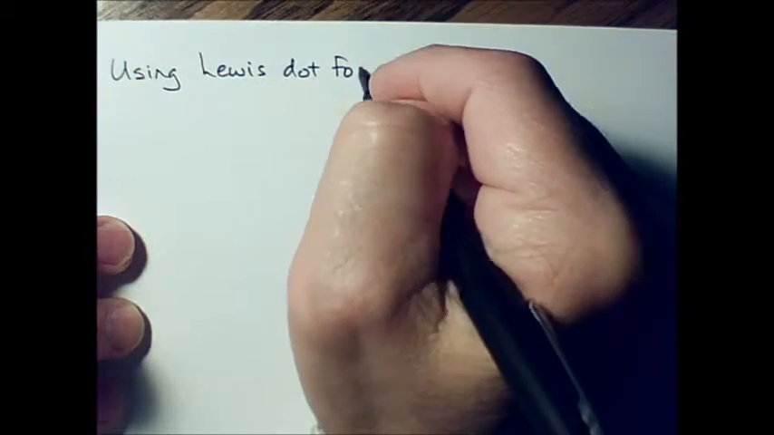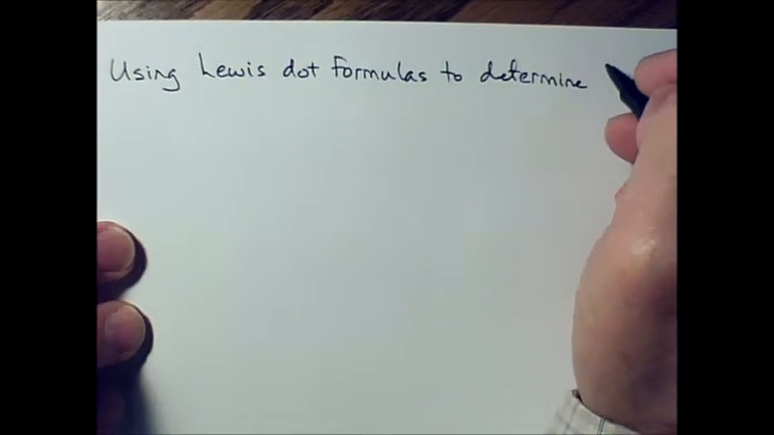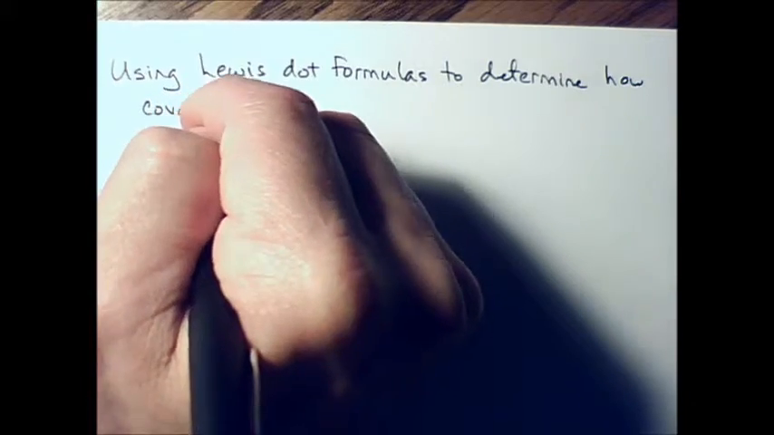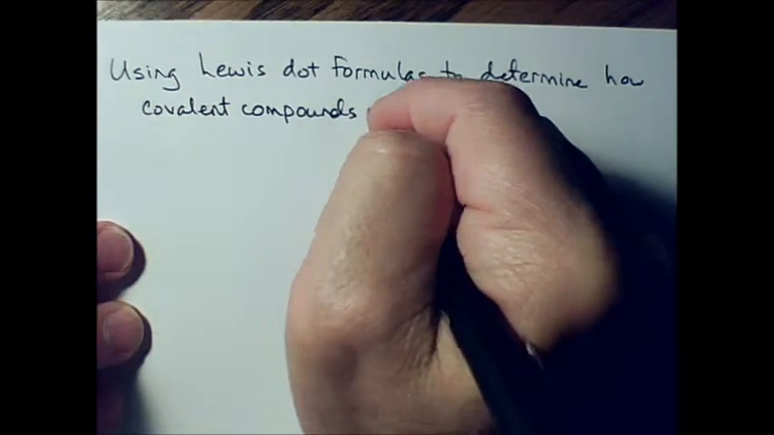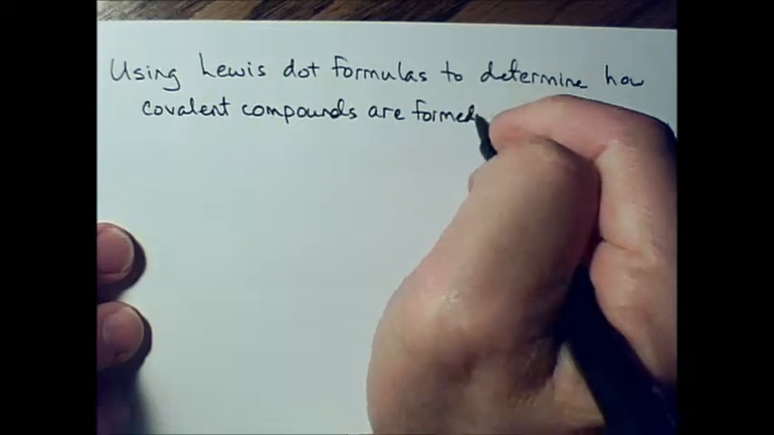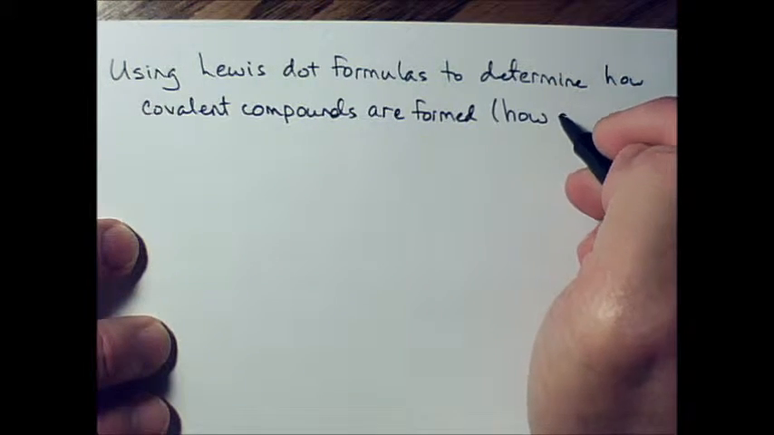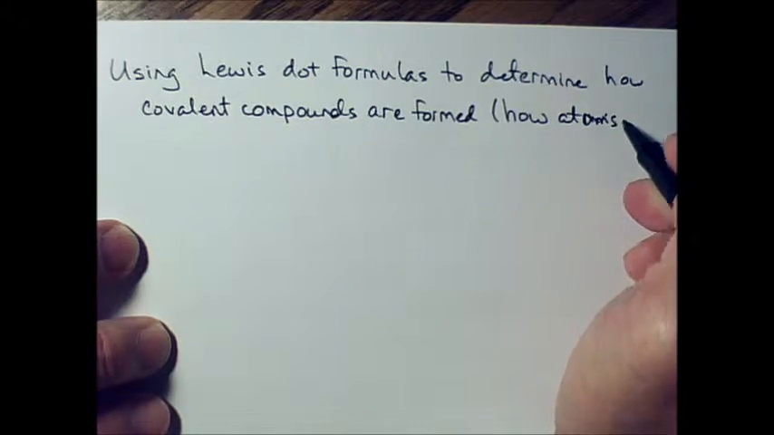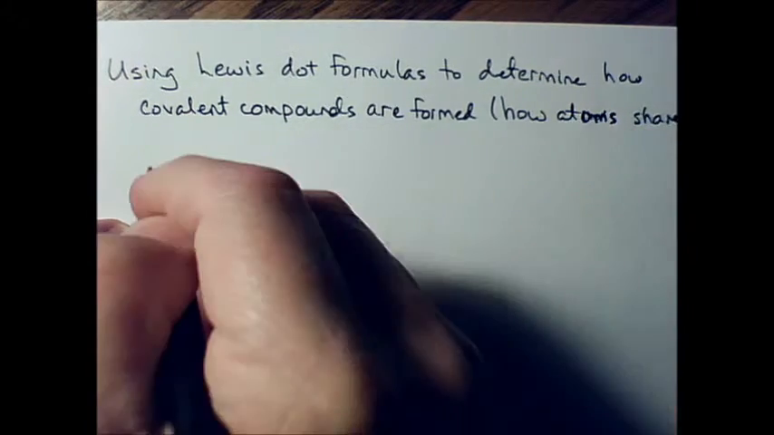So, using Lewis dot formulas to determine how covalent compounds are formed. And since covalent compounds are formed by sharing electrons, this is also looking at how atoms share electrons.